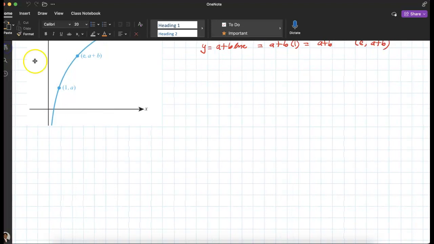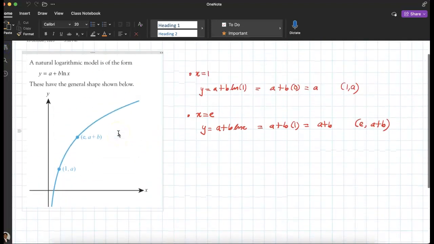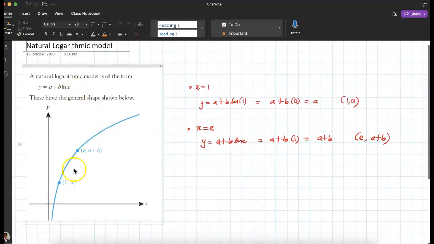Now the natural log model is based on a log graph. This is your ln graph basically. Your natural log model is of the form y is equal to a plus b ln x. So your ln x graph is like this. Your b is your vertical stretch factor, so there will be some stretch that will affect the points on the curve, and a is your vertical translation.